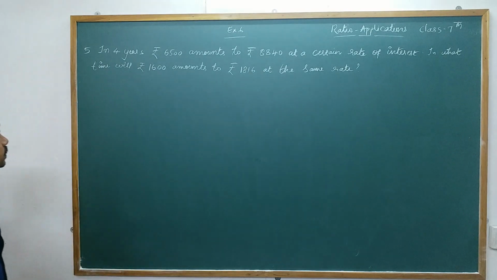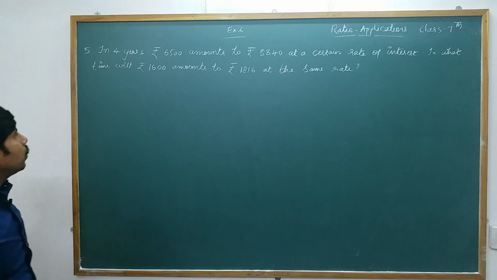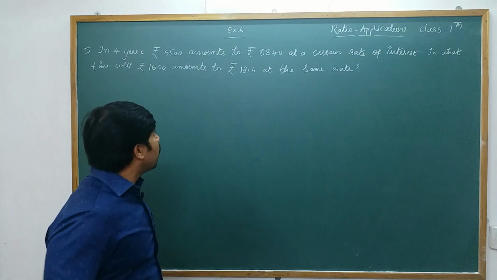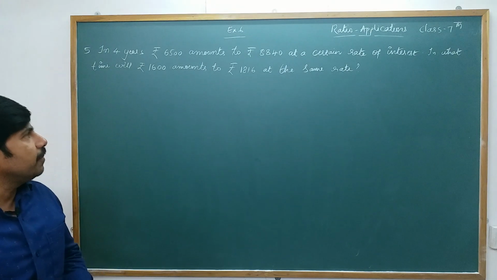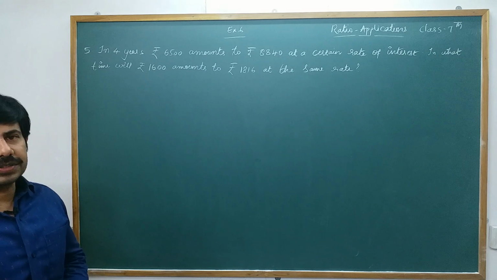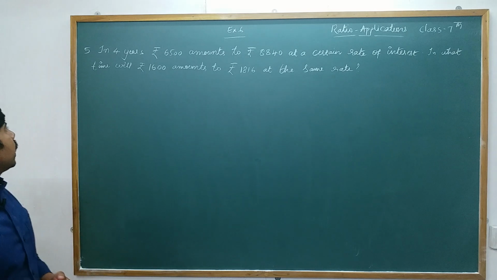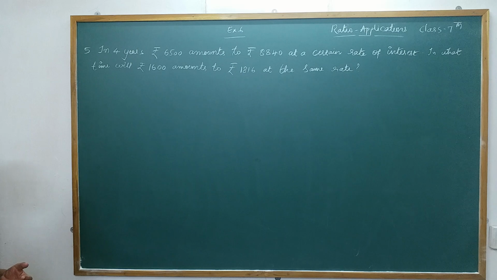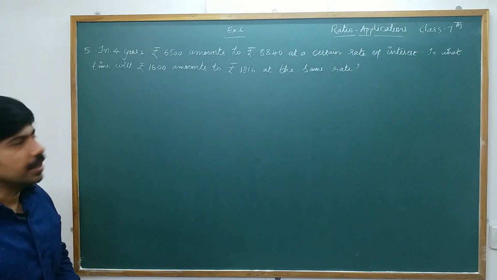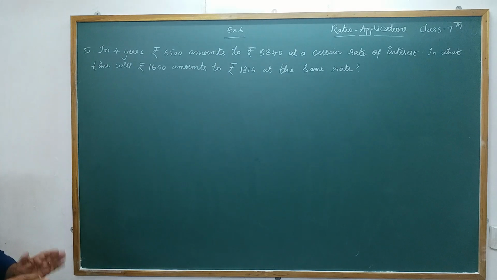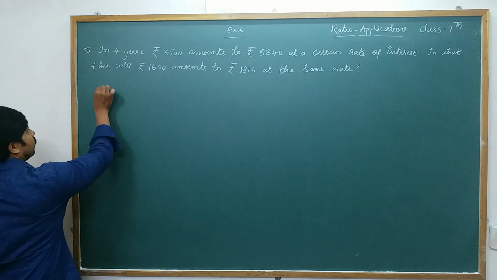So next problem. In 4 years, rupees 6,500 amounts to 8,840 at a certain rate of interest. In what time will rupees 1,600 amount to rupees 1,816 at the same rate? So here we again have two parts. The first part we write now.